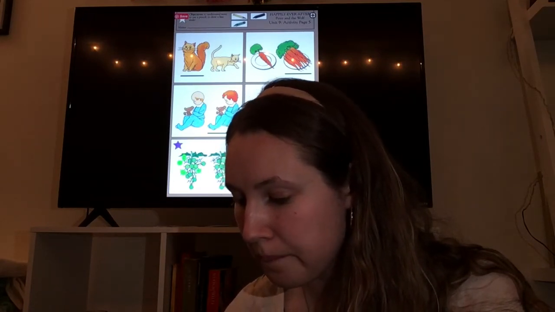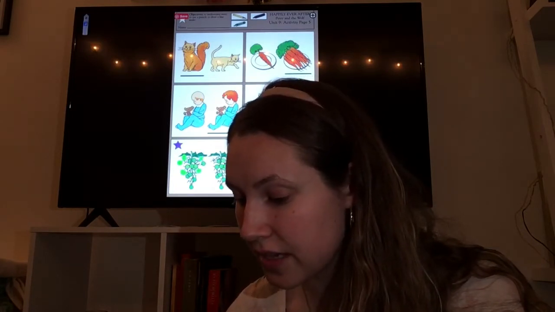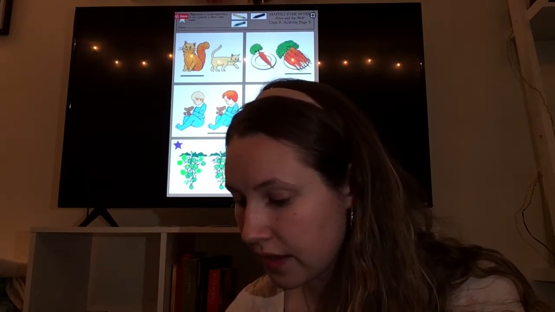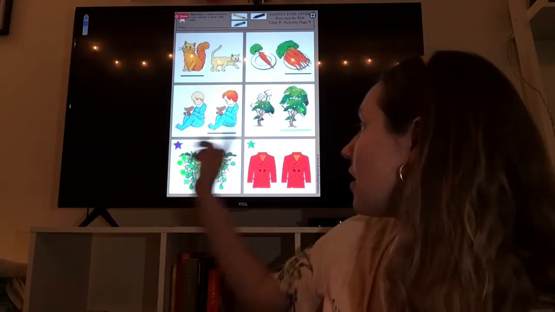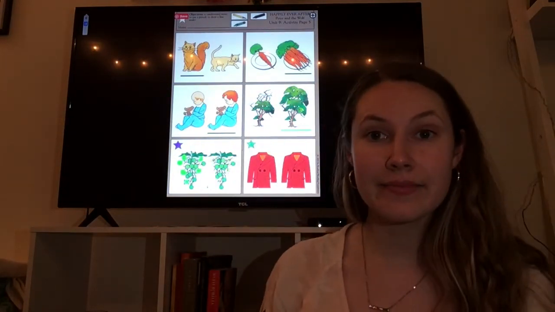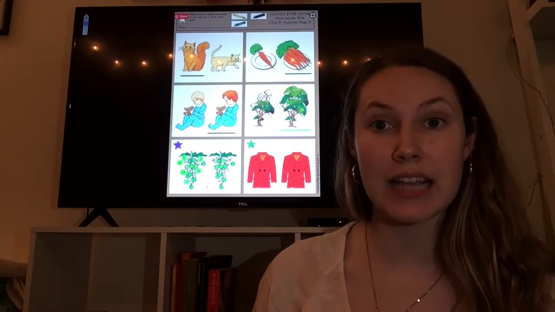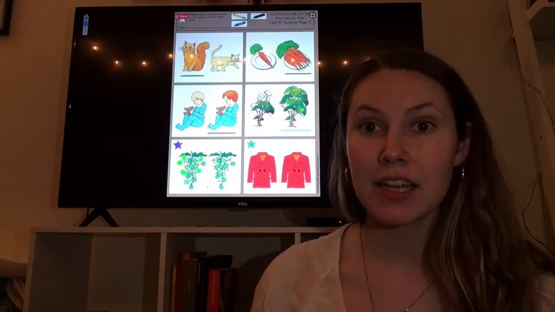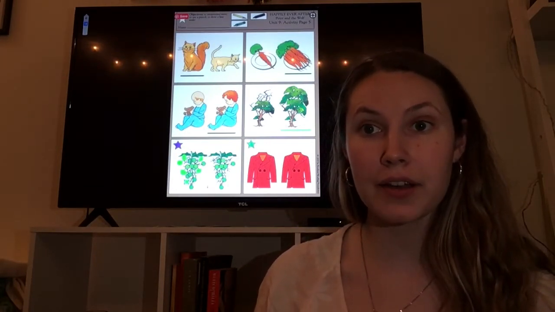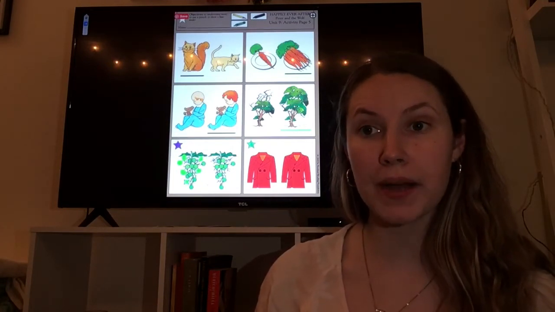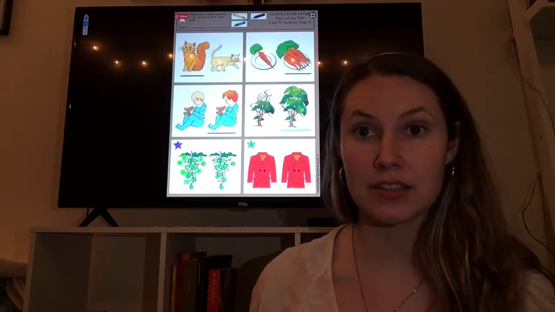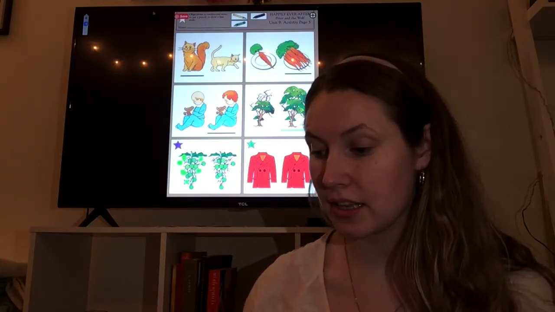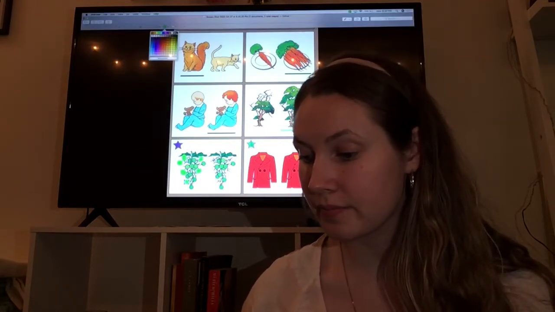So now, my bunch of grapes on the left has more grapes than the bunch on the right. We're going to look at these jackets. Both of these jackets have the same amount of buttons. Go ahead and use your black crayon now to add more buttons to one of the jackets. So just pick one.